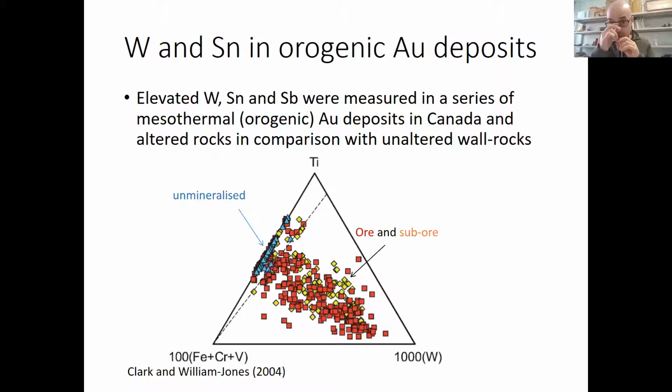This is another example of a study of rutile from orogenic gold deposits in this specific case. What they did in this case is they analyzed rutile from different orogenic gold deposits in Canada. They distinguished ore and sub-ore, essentially mineralized samples, from unmineralized wall rock. And what they found is that the ore is especially enriched in tungsten, but also in tin and antimony. And so they could define a field in this triangular diagram of mineralized versus unmineralized rutile.